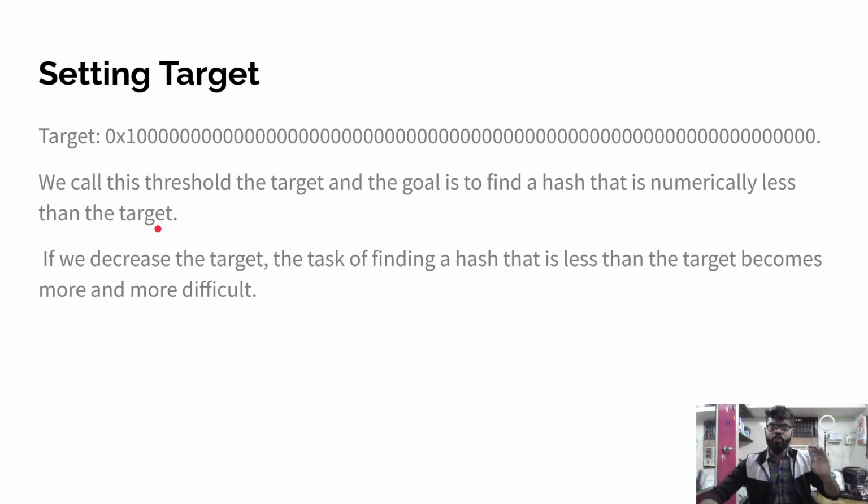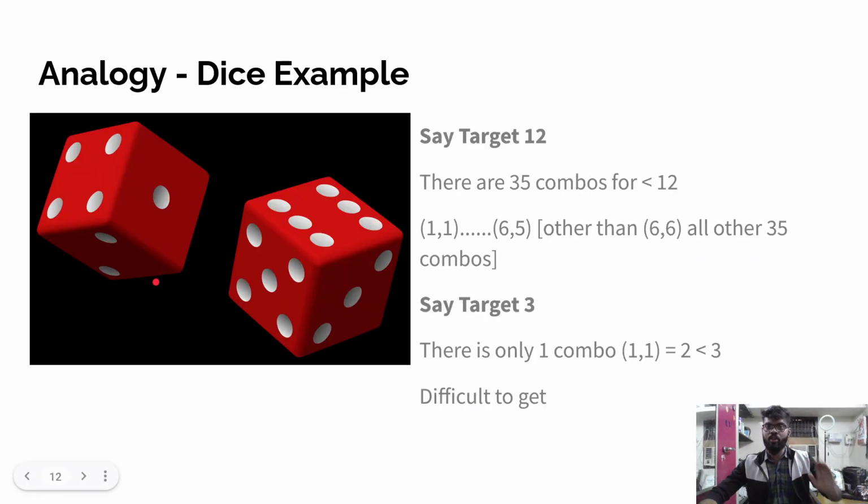You might not understand this that easily because it's not that intuitive, so let us go to an analogy, a dice analogy. We all have played dice games. If you roll 2 dice, there are a lot of possibilities. You can get 1-1, 2-2, 1-2, like that till 6-6. There are 36 combos in total.